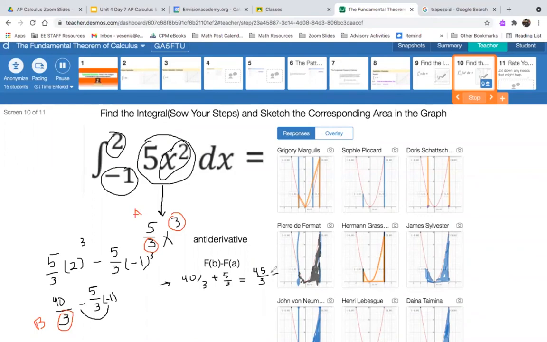And so Juan says we got 15. Wow, that's really nice. It's a nice area.